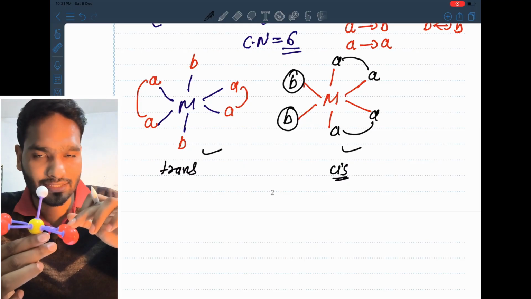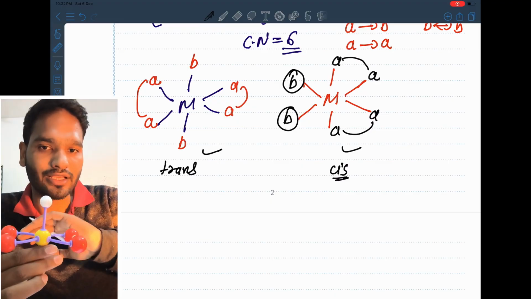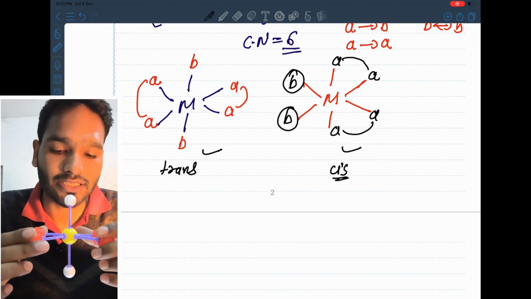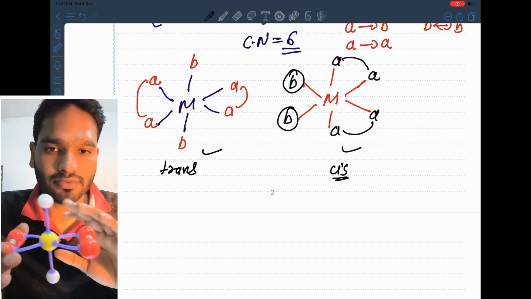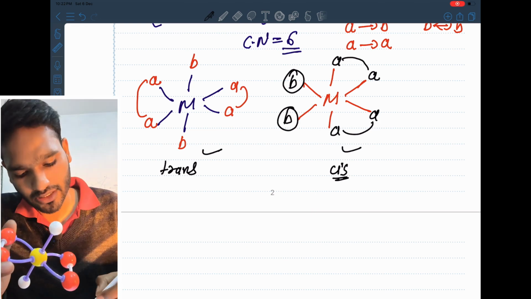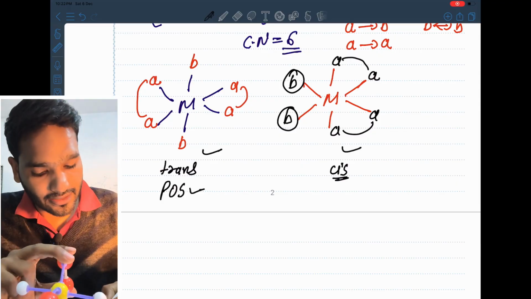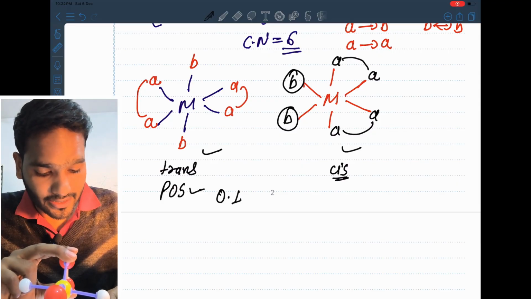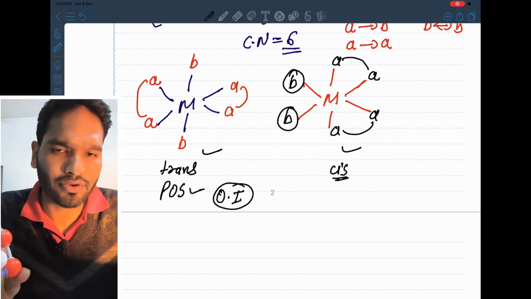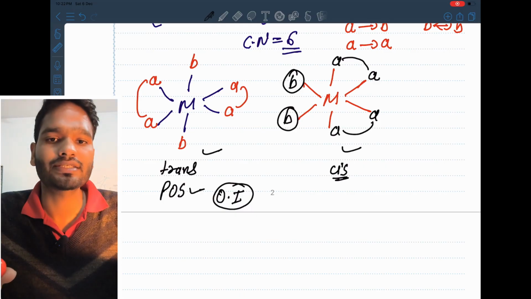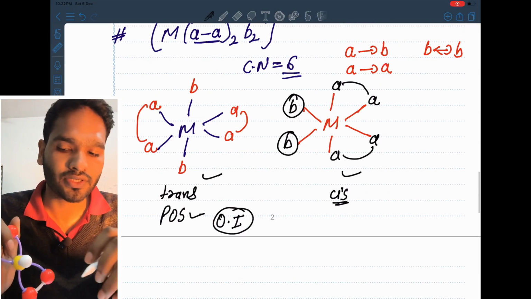That plane will be cutting this atom and this atom. If it is cutting all the 4 atoms, then the reflection of this atom is on this side, which means POS will be there. So in case of trans geometry, POS will be there. If POS is there, it will be optically inactive. I told you, just check POS and COS, and optical activity is done. Okay, now come to the cis one.